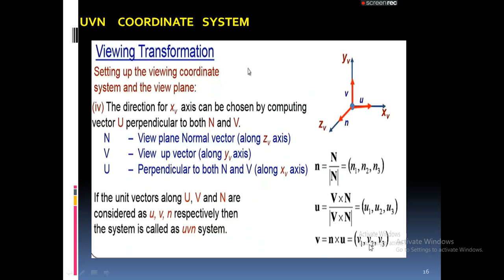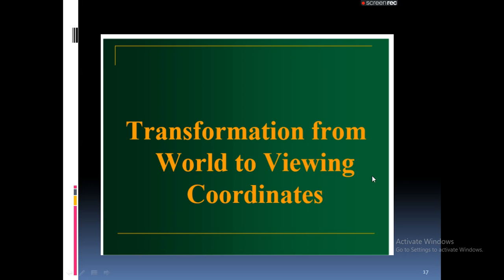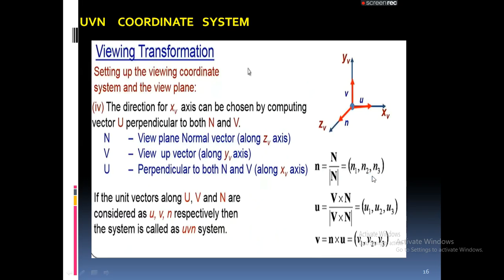I will represent V1, V2, V3. N represents the unit vector for the z-axis, which can be represented as N1, N2, N3. Now I have represented the world coordinate system. I explained how to represent the viewing coordinate system for the camera. Next, I explained how to represent the UVN coordinate system for the camera.